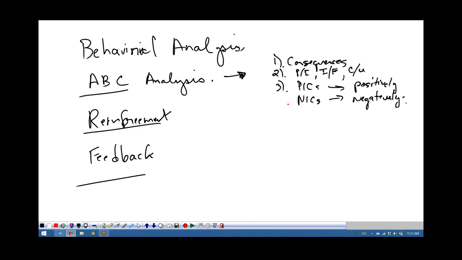Now, again, we're putting this into the process context. So it's consequences in a process that are going to drive repeated behavior. It's not the antecedents, which are things like advertising or slogans, like quality's job one, or everybody's just got to buck up and do the right thing here. Those are all kind of advertisements, right? It's the consequences that are going to drive repeat behaviors. Those that have lots of picks are being reinforced. Those that have lots of nicks are going to be negatively reinforced. In other words, those behaviors are going to be extinguished.